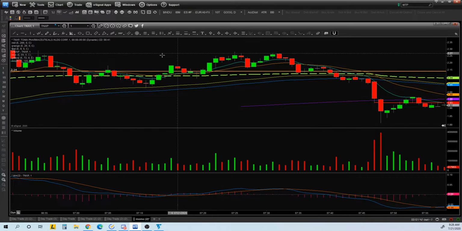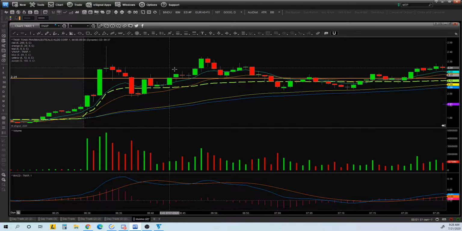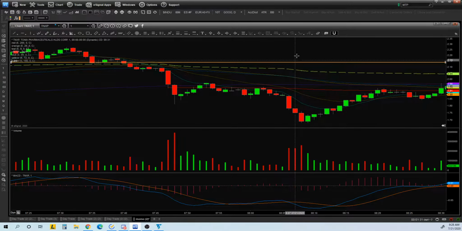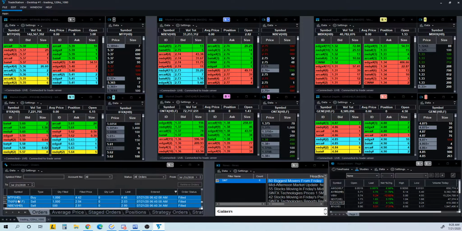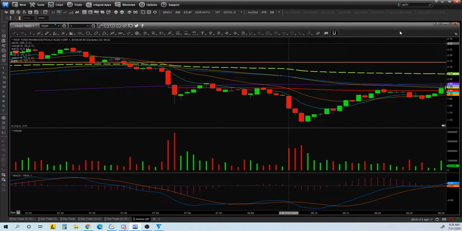But this was choppy, as you can see. Anytime you see a chart that's choppy, you'll see a lot of upper wicks like this. That's how you know it's kind of choppy, so you've got to be careful. But anyways, if we go back and look at the other stocks, MTP was also very choppy. I had one trade on it, and I made some money on it, but it was very hard to actually predict what it was going to do.